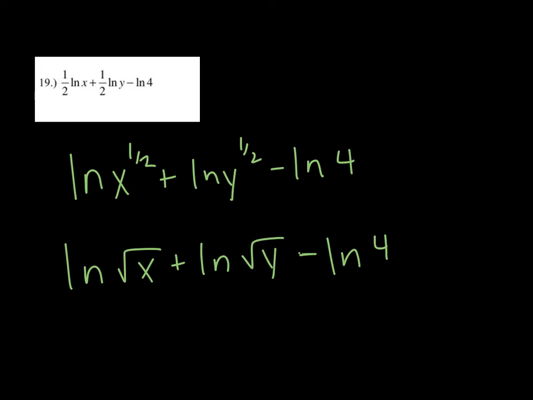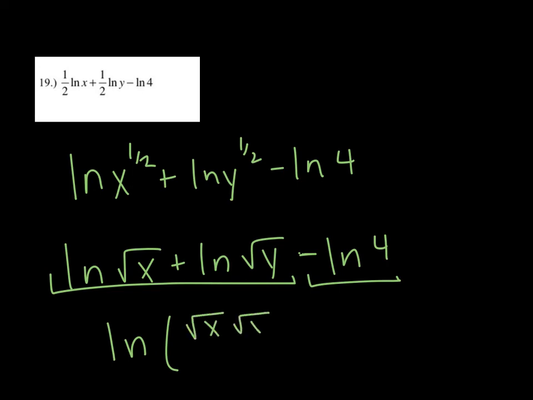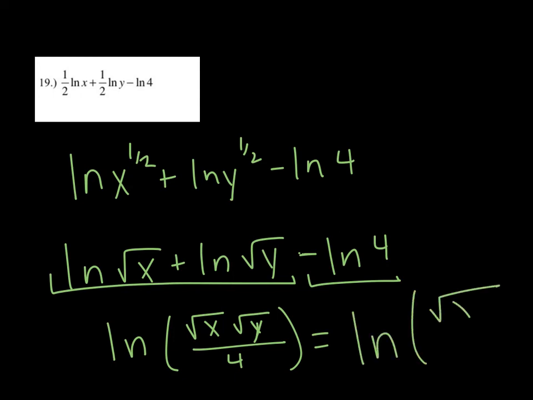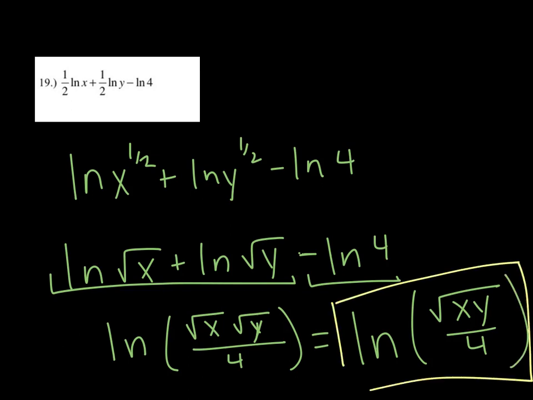Okay. So now the two things that are being added will become a product, and whatever is being subtracted will go to the bottom of your fraction because it needs to be divided by that value. So just one single ln out front, it will become the square root of x times the square root of y over 4. And because both of those are the same index, they're both a square root, we can combine them into a single radical. So we're going to say natural log of the square root xy over 4. And that would be condensed.